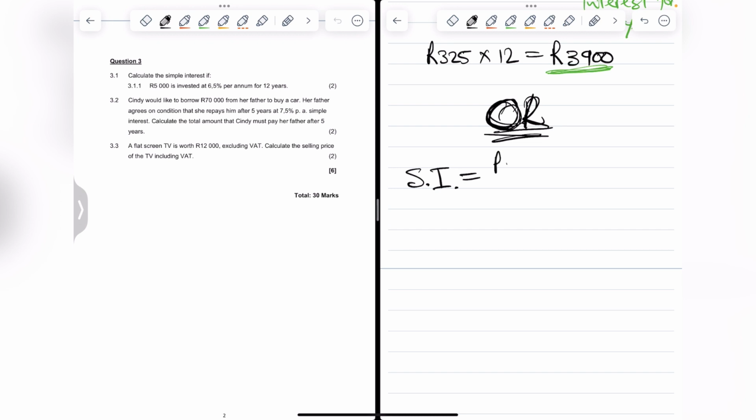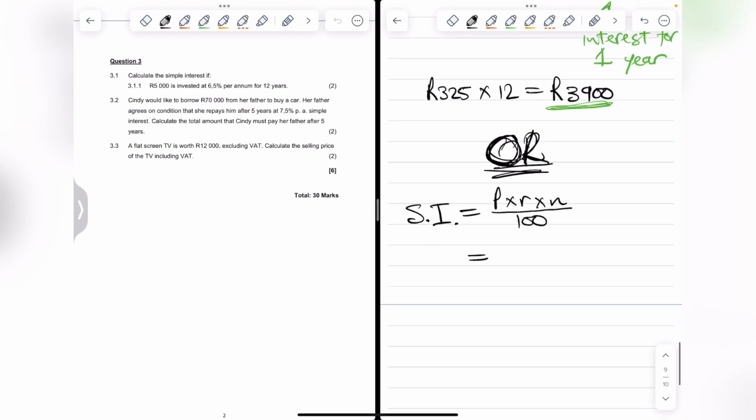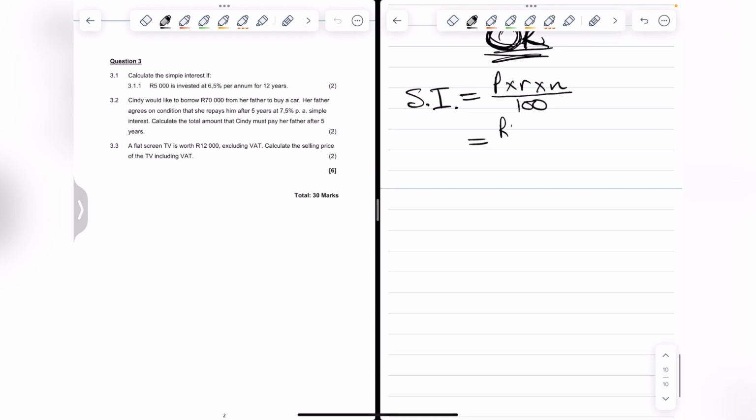P, which is the principal amount, times the interest rate, times N, which is the number of years, all divided by 100. So my principal amount is the amount that is being invested, that is 5,000 Rand, multiplied by my interest rate, which is 6.5%. Just write 6.5, do not use the percentage symbol. And then the N represents the number of years, which is 12 here. And I divide all of that by 100.